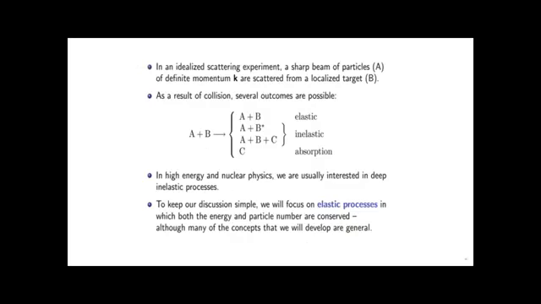In an idealized scattering experiment, a sharp beam of alpha particles of definite momentum is scattered from a localized target. Any collision may have several outcomes. The collisions can be elastic, inelastic, or absorption may take place. To keep our discussion simple, we will focus on elastic collisions, in which momentum, kinetic energy, and the particle number are conserved.